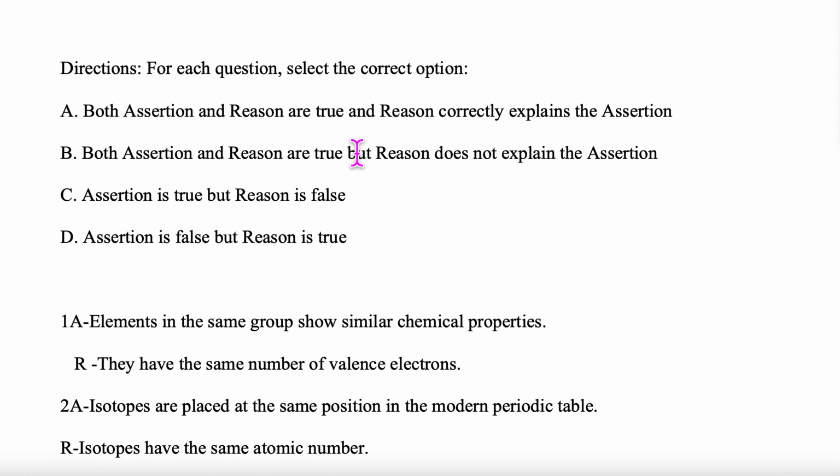Assertion questions. This is for each one of them, and they've given like this. Elements in the same group have similar chemical properties. True, no? Same group means what? Same valence electron. Those who are not able to understand, make a note of it. Okay, so right over there, AR means assertion reason.